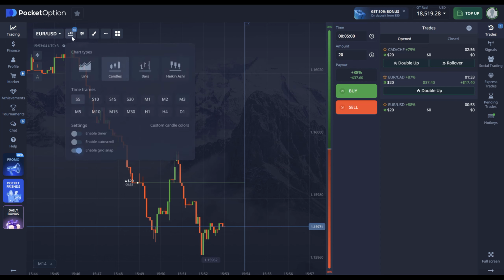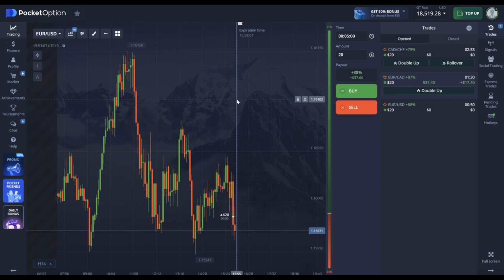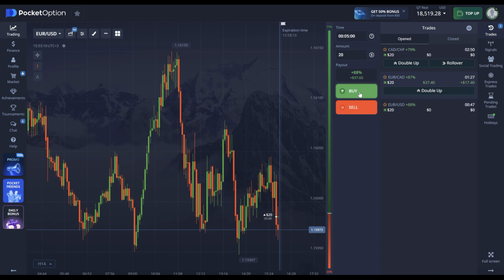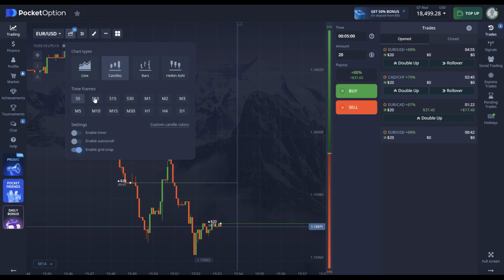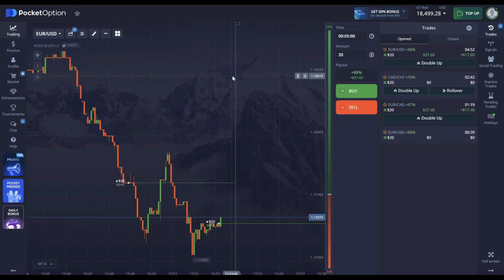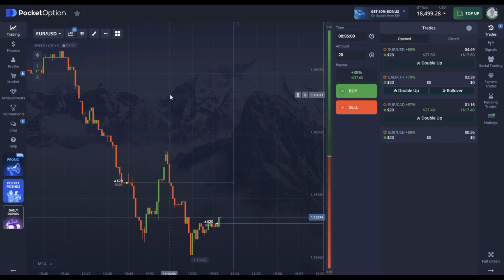Euro dollar. So, what do we have on the 5-minute chart? We have a local minimum. I'll duplicate the trade. And this will probably be the last trade of this trading session. I think that should be more than enough. Alright, 25 seconds until close.